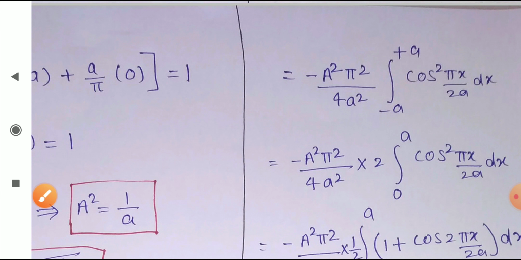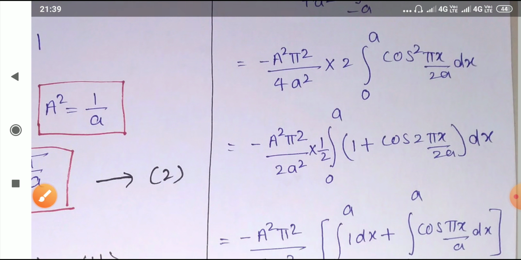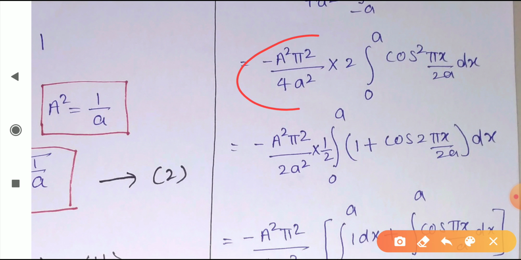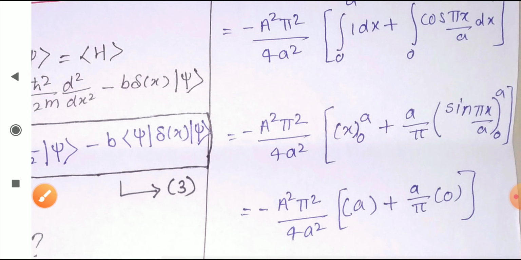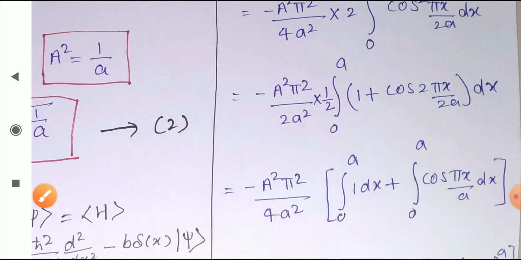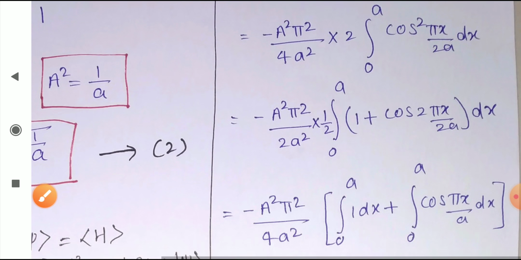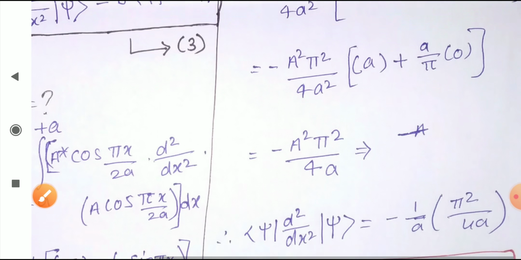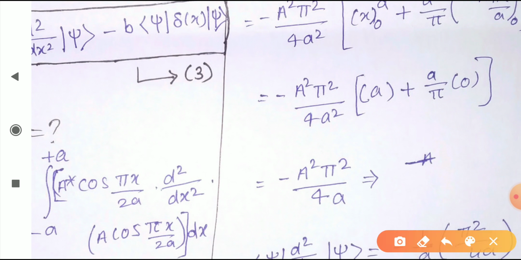So if we use the formula, you will get this step. And the constant term I have written outside here. When you solve this, I have already explained earlier how to solve this integration, that is the integration of cos square pi x by 2a. So I'm not going to repeat these things. After solving this integration, what we will get is this term.